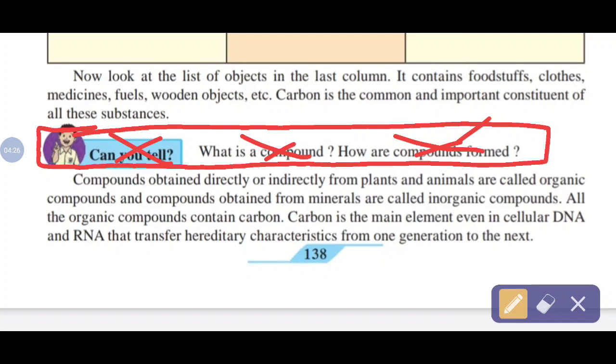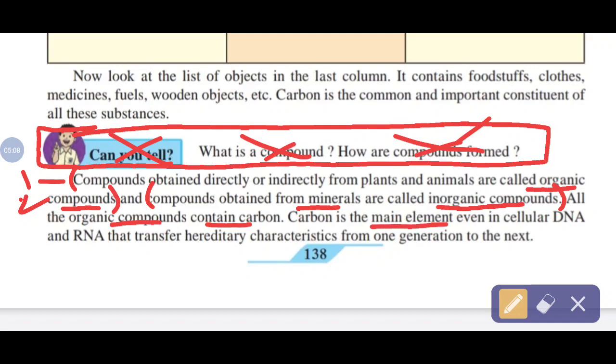Compounds obtained directly or indirectly from plants and animals are called organic compounds. What is organic compounds? Define organic compounds. So this is the answer to the first question. Next. Second one, compounds obtained from minerals are called inorganic compounds. That is the second question. What is an inorganic compound, or define inorganic compounds? All the organic compounds contain carbon. Remember this sentence: all the organic compounds contain carbon.